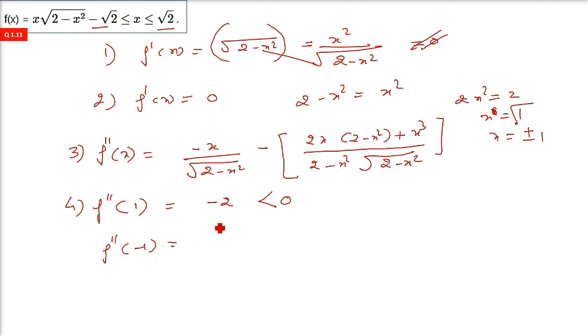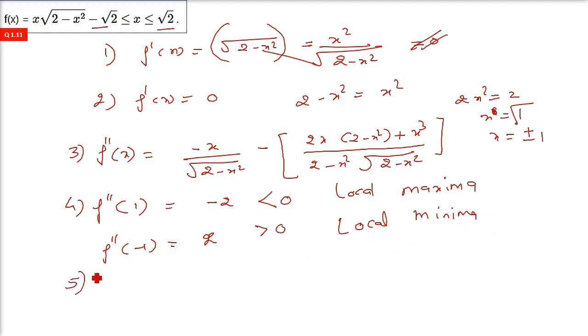F double dash 1 gives you negative 2, that is less than 0. F double dash or double prime negative 1 is 2, which is greater than 0. Negative 2 is local maxima. Negative always gives you local maxima point, and positive will give you local minima point. This is local maxima and local minima.